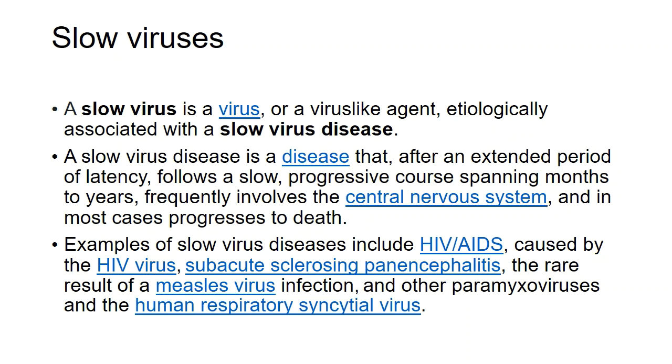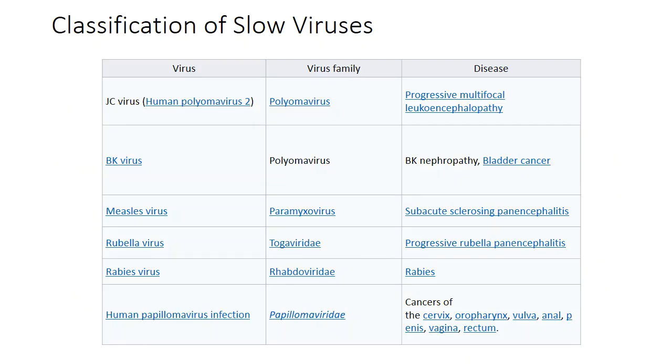So if we classify the slow viruses, how do we classify them? We classify them in the following manner. We have the JC virus, that is the human polyomavirus 2, which belongs to the polyomavirus family and causes a characteristic progressive multifocal leukoencephalopathy. The BK virus, which causes BK nephropathy and bladder cancer, also belongs to the polyomavirus group.